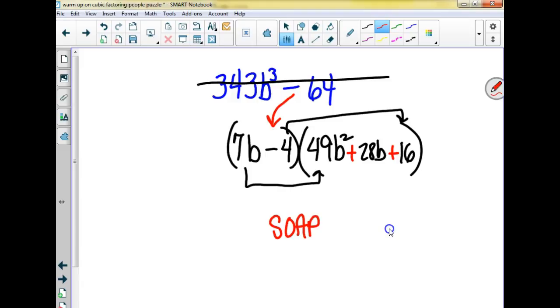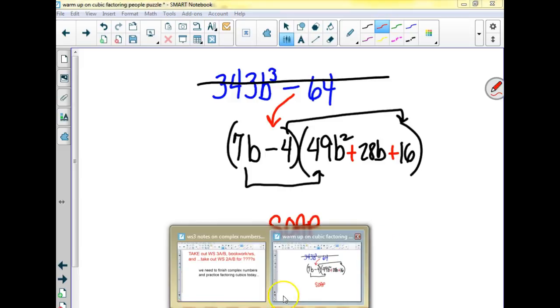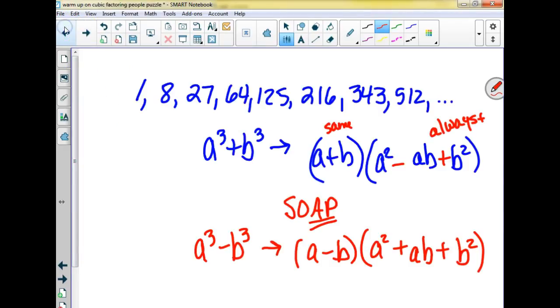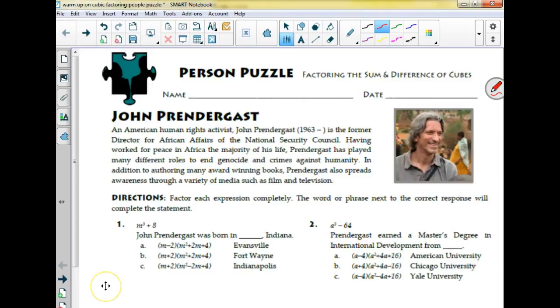Okay, so you have 8 questions in front of you. They're multiple choice. It's called a people puzzle. I think these are kind of fun because if you do the puzzle right, it answers some questions about a person. This one today is a human rights activist named John Prendergast. I said it wrong. Okay, so I'm going to pause the video for a second and let you work on this. Talk to somebody, see if you're getting the same answers. It's really not the same multiple choice as it is when you have to do it by hand, but it's good practice, okay?